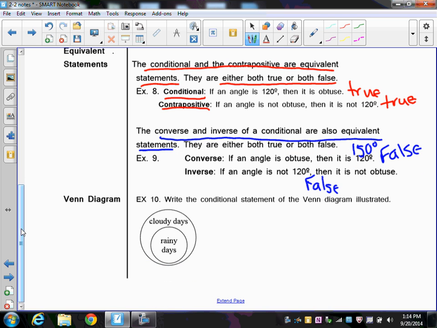The last thing we have are Venn diagrams. These should be pretty familiar to you in a number of different subjects. But we can write conditional statements from a Venn diagram. The box or the circle of the box that's on the inside is your hypothesis. I've been using red for hypothesis, so I'll change the color to red. And the box on the outside is the conclusion, Q. So you write if it is a rainy day, then it is a cloudy day.